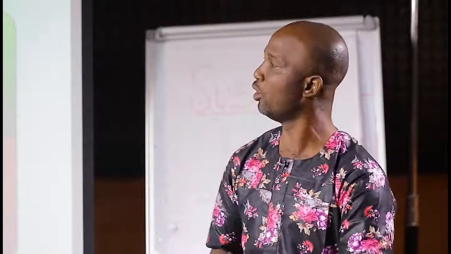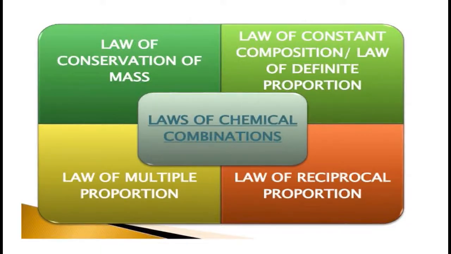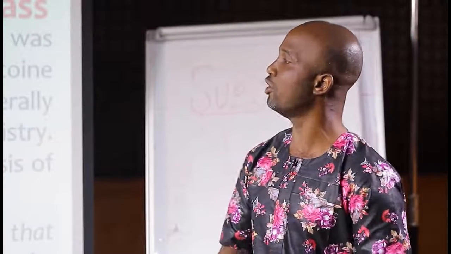These laws of chemical combination include the law of conservation of mass, the law of constant composition or law of definite proportion, then we have the law of multiple proportion, and finally the law of reciprocal proportion. All these make up the law of chemical combination. I'll start by looking at the law of conservation of mass.